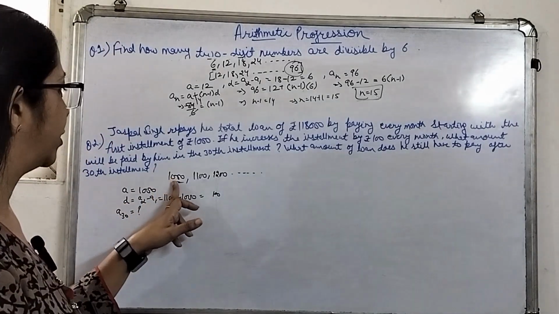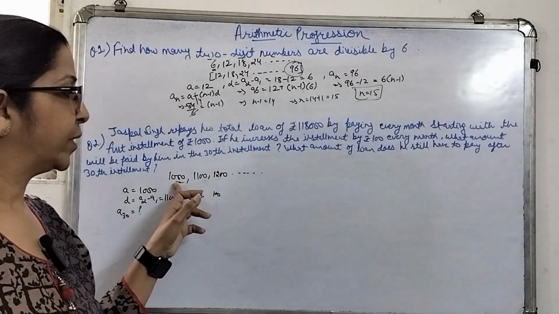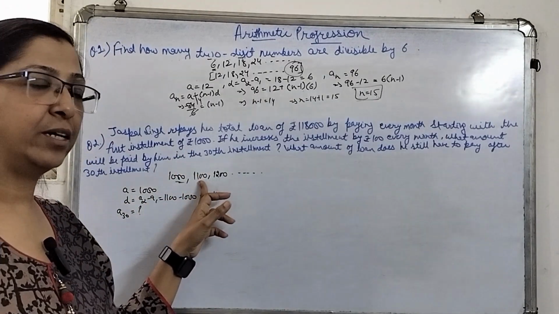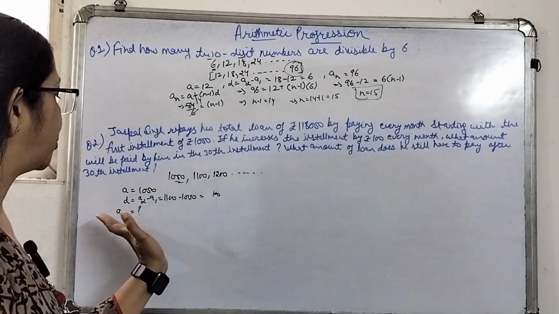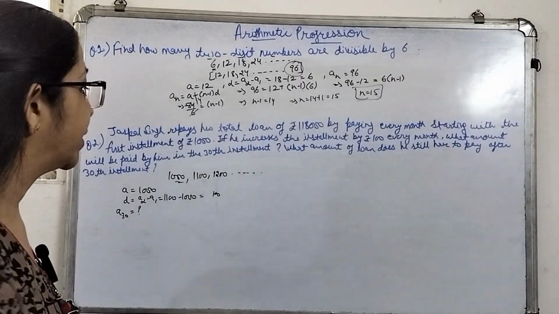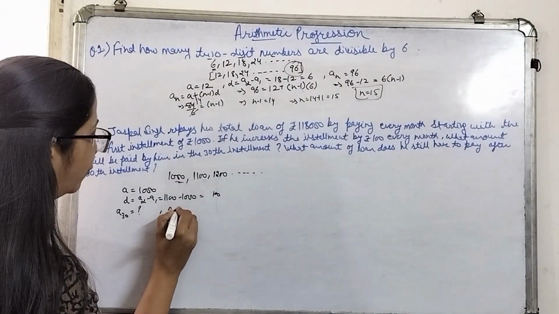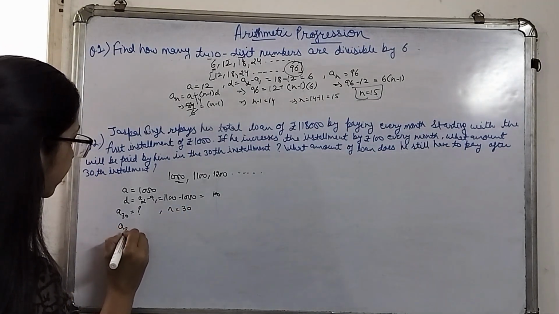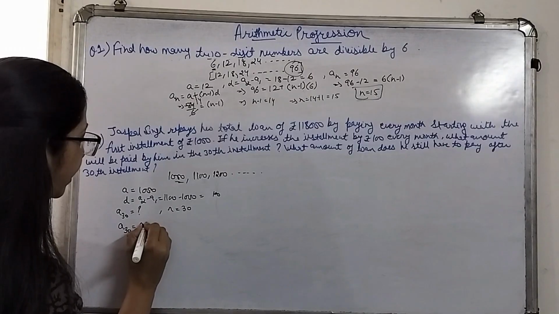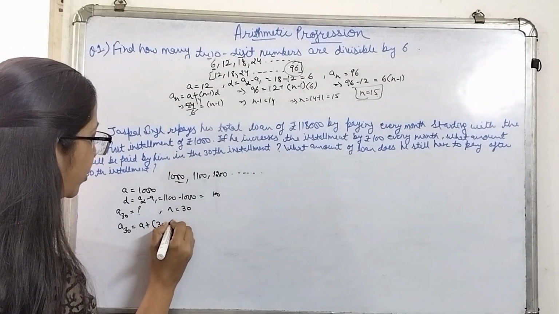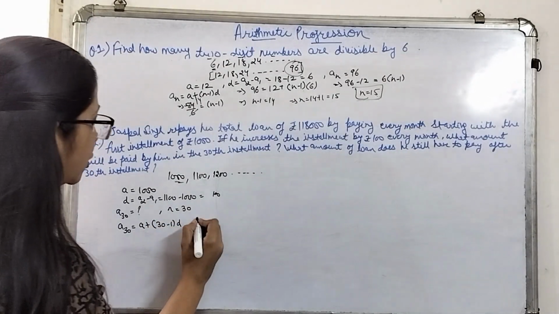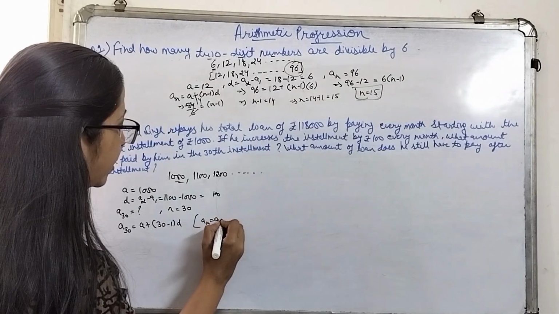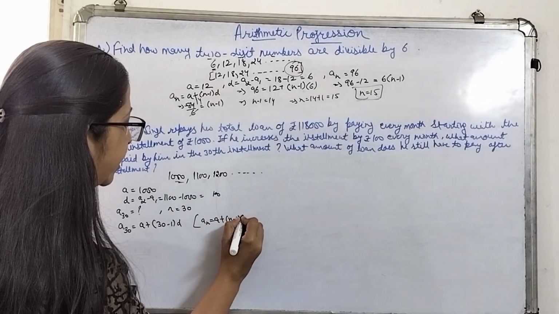Like in the first installment, he is paying 1000. In the second installment, he is paying 1100. Similarly, what is he going to pay in the 30th installment? Here, we know that the value of n is 30. We know the formula: A30 will be A plus 30 minus 1 into D, as we just said that An is A plus n minus 1 into D.